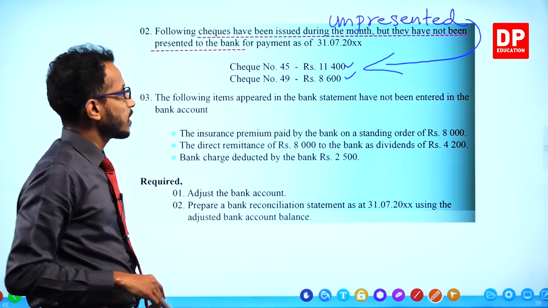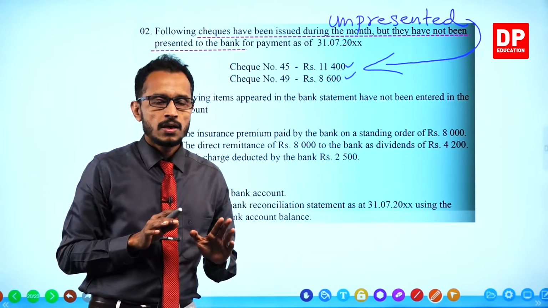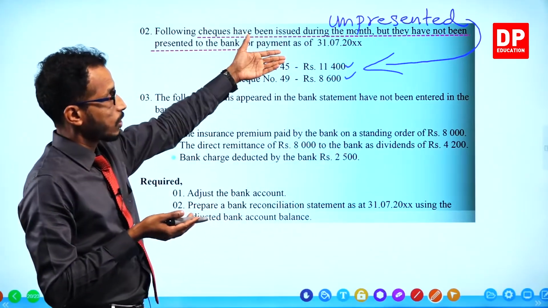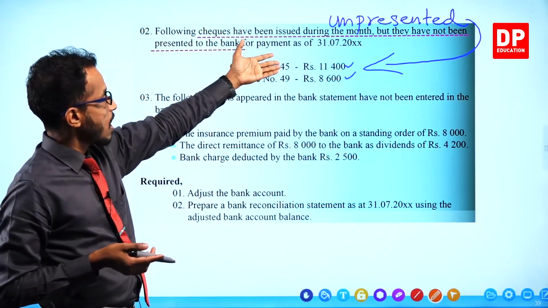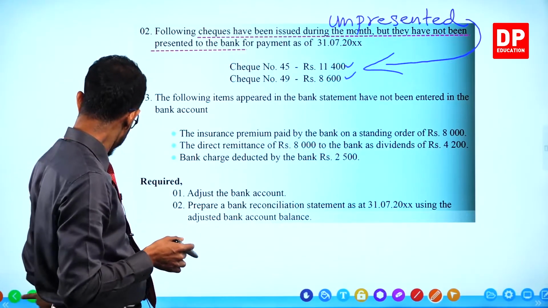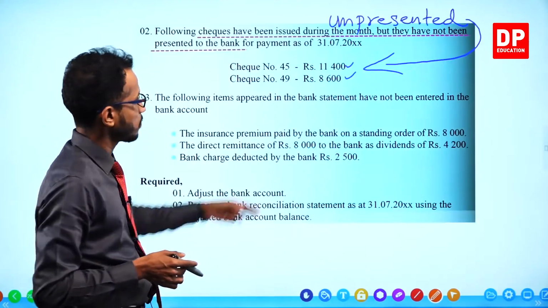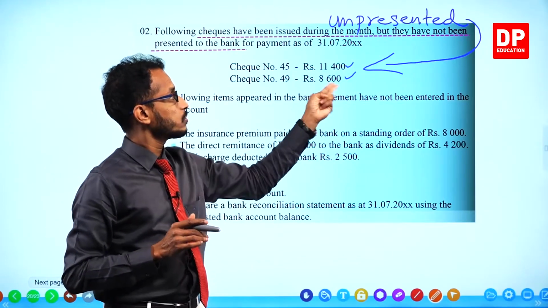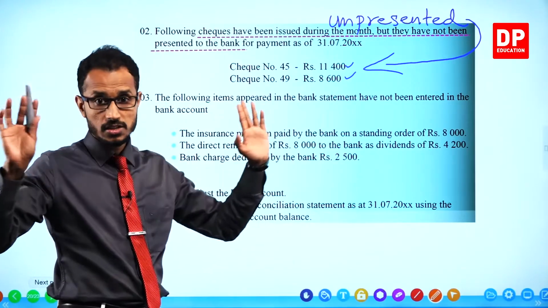It's very helpful if you note down on the book itself, or if you got this question on a paper, just note down somewhere here: unpresented and unrealized checks go to the bank reconciliation statement. So both these items go to the reconciliation statement. Okay, now to the adjusted bank book.